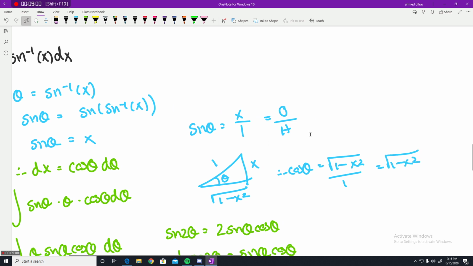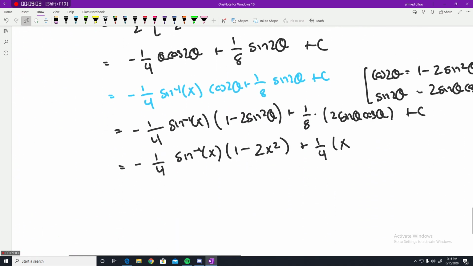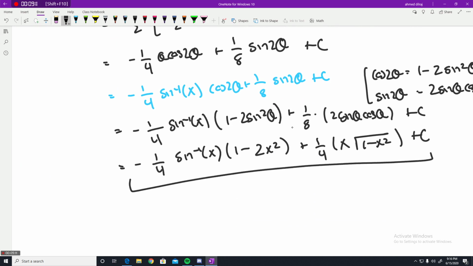So now we're at this point, right? We know what cos theta is, so again, we can make a direct substitution. And that becomes the square root of 1 minus x squared plus c. And that right there is our final answer for this second challenge problem.